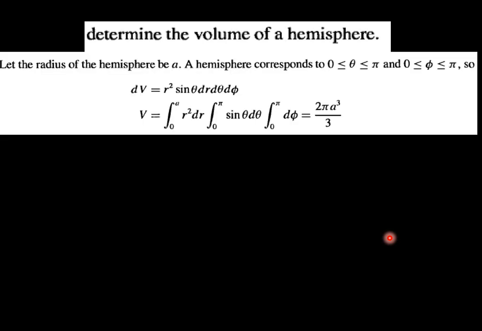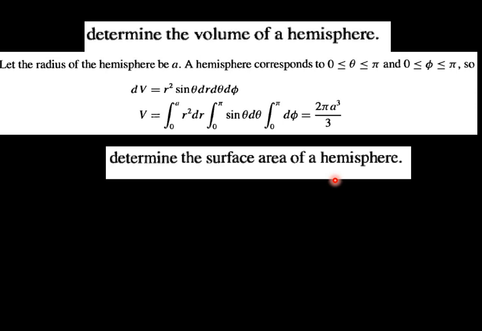Now I have two quick problems. Determine the volume of a hemisphere. So hemisphere, half of a sphere. Naturally you will integrate dV, but not using the whole range of phi, but half of the range, because you need half of the sphere. So the range 0 to 2 pi is replaced by 0 to pi, and that gives you 2/3 pi a cube. Okay.